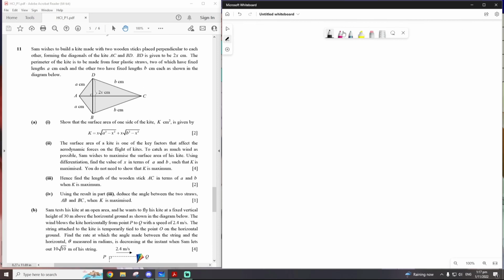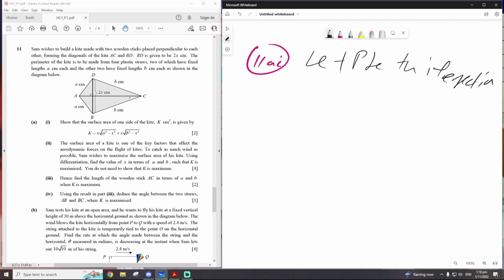Okay, question 11. Okay, so it's a maxima minima. So basically we want to find, you can read the question yourself. Basically what we want is to find the area of ABCD in terms of x. So we can let P be the intersection of AC and BD. So you can do this in whatever way you want.